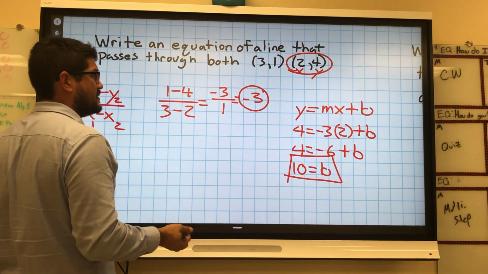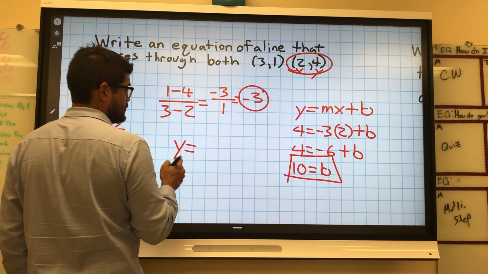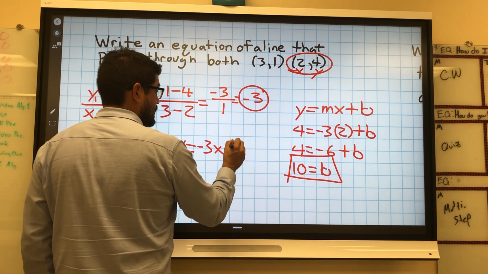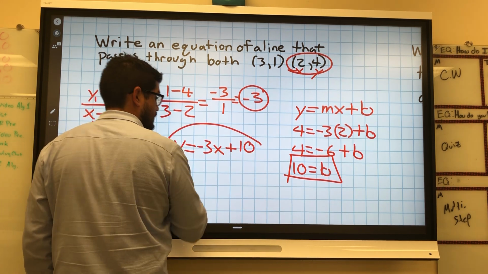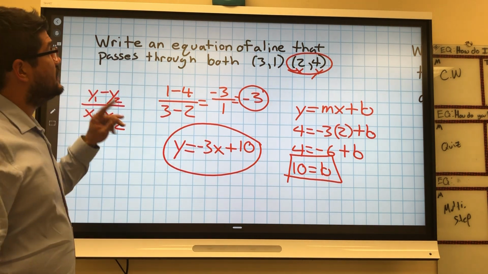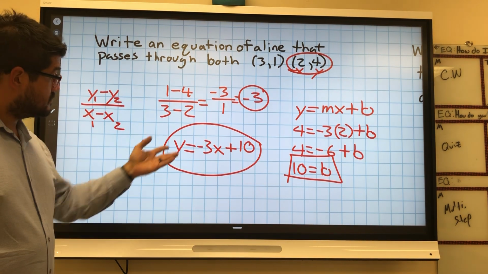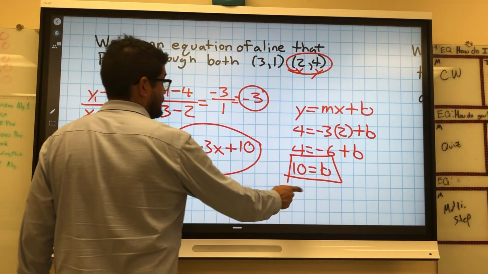That's all I need to write this equation. y = the slope, -3x, then the y-intercept, +10. This is an equation that goes through both this number and that number. There you go. Very, very easy.